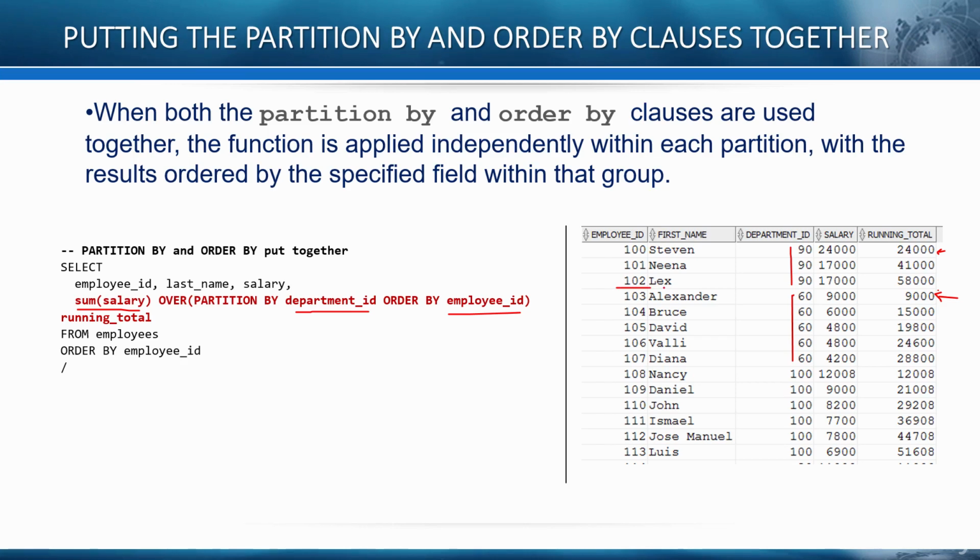That is because we have also indicated that we want to do a partition by department ID. So each of these departments is calculated independently, and the running totals are returned within the department independently. The first employee of department 60, who is Alexander, has a salary of 9,000. So the running total is 9,000 because he's the first of that department. Then Bruce, the next employee following employee ID in that department, has a salary of 6,000. So the running total for Bruce is 6,000 plus 9,000, which is 15,000.